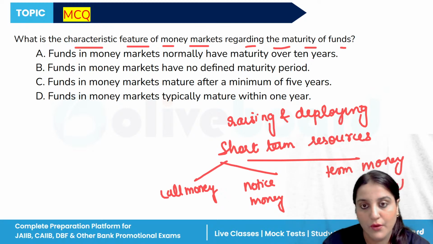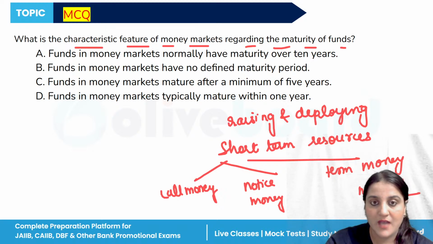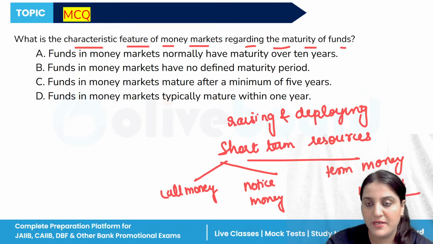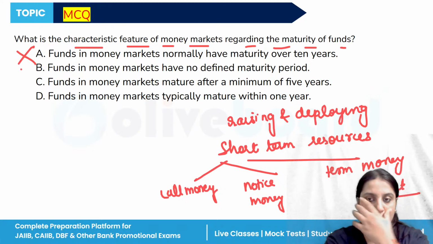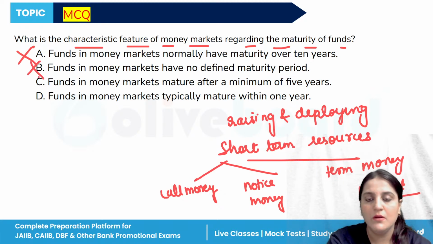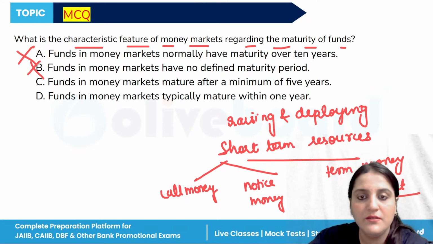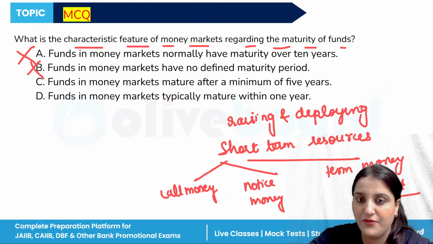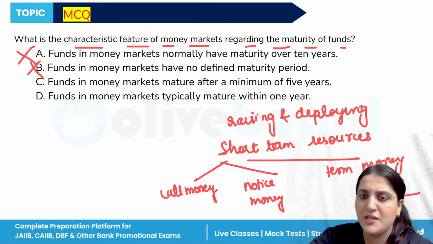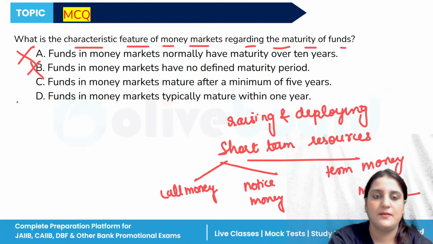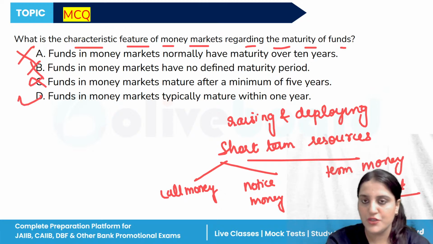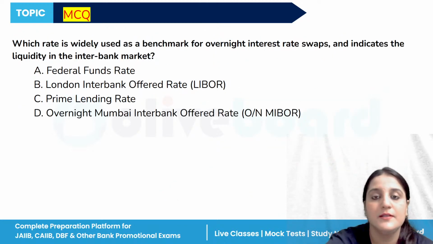Okay, so we can say here the correct answer. Funds in the money market normally have maturity over 10 years? No. Funds in the money market have no defined maturity period? No. Funds in the money market mature after a minimum period of 5 years? No. Funds in the money market typically mature within 1 year. Yes, this is correct. Option D is correct here. Okay, understood the feature of the money markets.